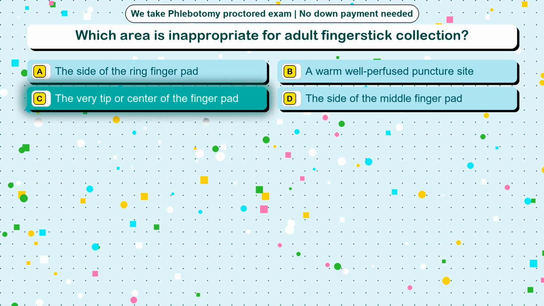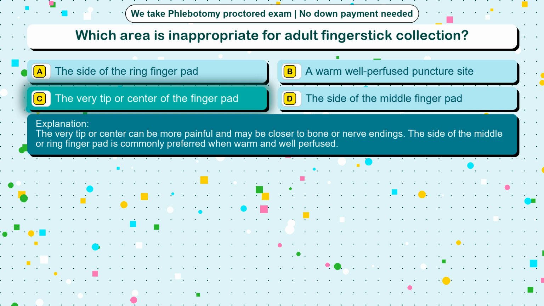The correct answer is option C. The very tip or center of the finger pad. The very tip or center can be more painful and may be closer to bone or nerve endings. The side of the middle or ring finger pad is commonly preferred when warm and well perfused.